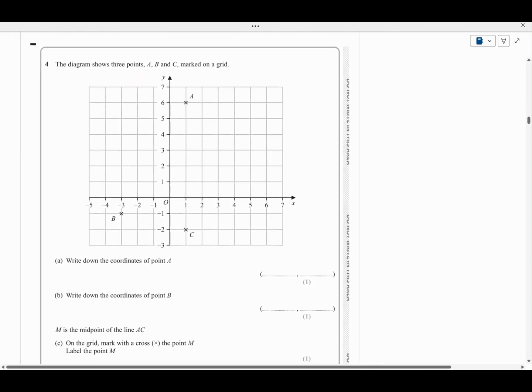The diagram shows 3 points A, B, and C marked on a grid. Write down the coordinates of point A. 1 along, 6 up. 1, 6. Write down the coordinates of point B. -3 along. Write that a bit more clearly. -3 along and -1.